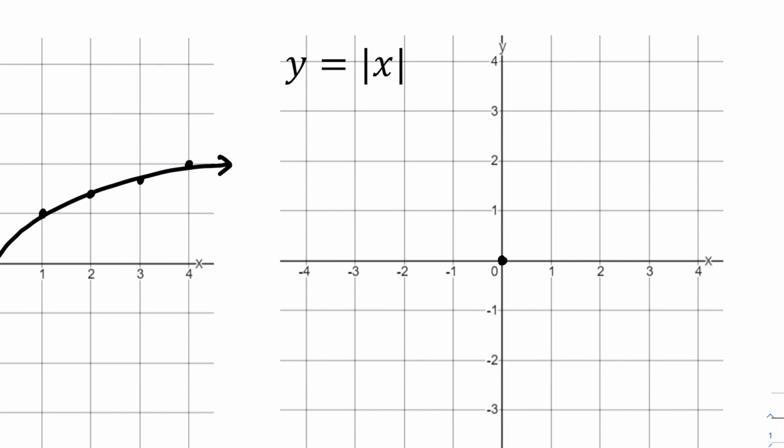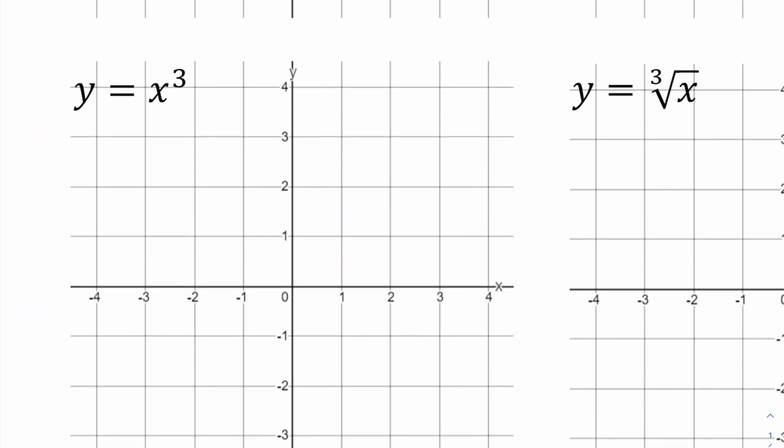The absolute value of 1 is 1. Absolute value of 2 is 2. Absolute value of 3 is 3, etc. The absolute value of -1 is +1. The absolute value of -2 is +2. Absolute value of -3 is +3, etc. You get 2 portions of linear functions put together, making this V shape. Now let's go to the next function.